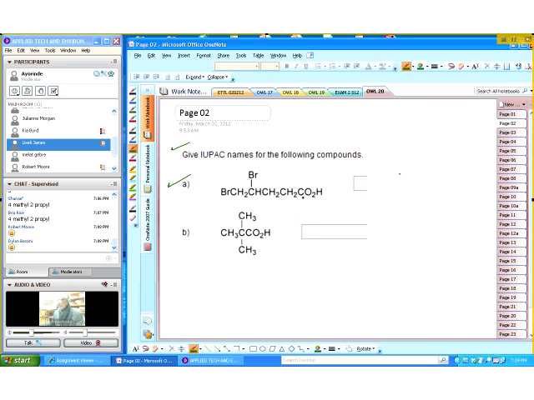Okay, if you take a look at this molecule, let us number the carbon chain. 1, 2, 3, 4, 5. Okay, so what will be the name of this molecule? We have substituents in position number 4 and position number 5. What will be the name? 4,5-dibromopentanoic acid. Excellent. Okay, that's Dylan. Okay, very good.